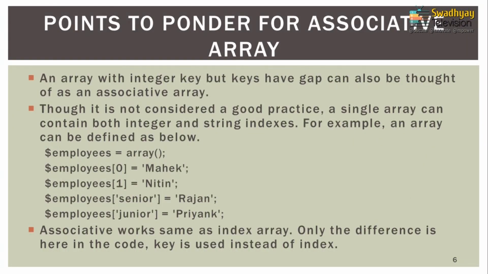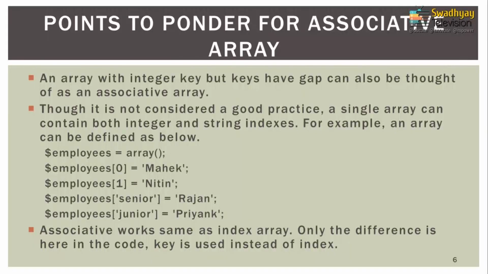Now, what should you consider for an associative array? Suppose you have an array, but the index is not in sequence: first index number 0, then 3, then 7. Though the indexes are integers and there is a gap, it will also be treated as an associative array. That is why I write that an array with integer keys, but keys have gaps, can also be thought of as an associative array.